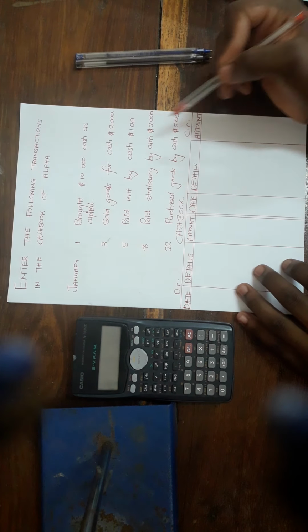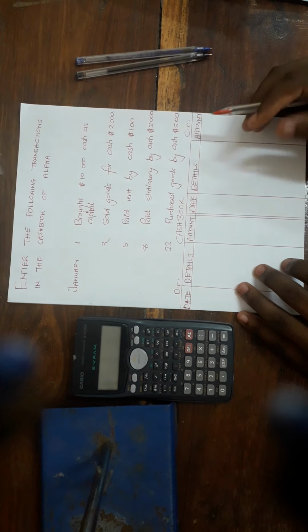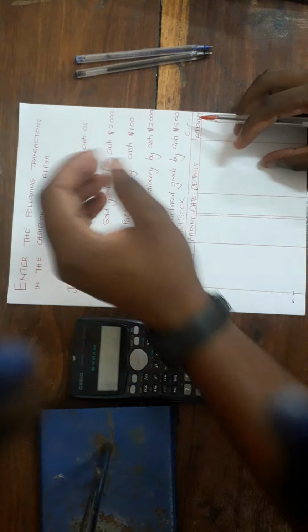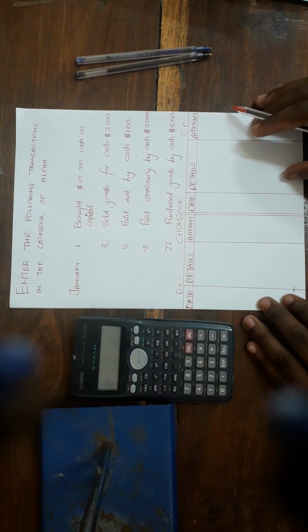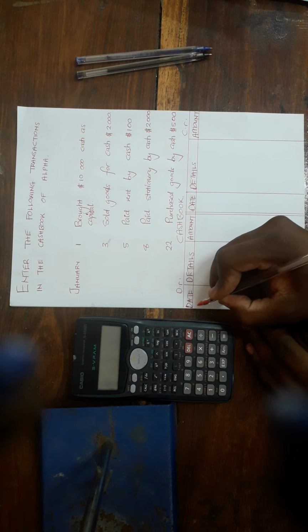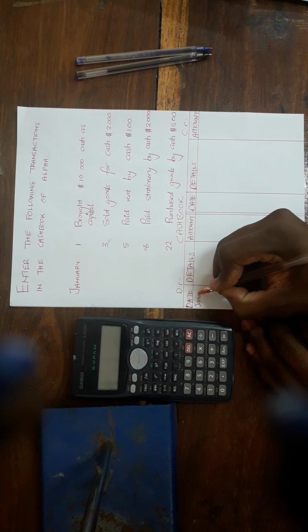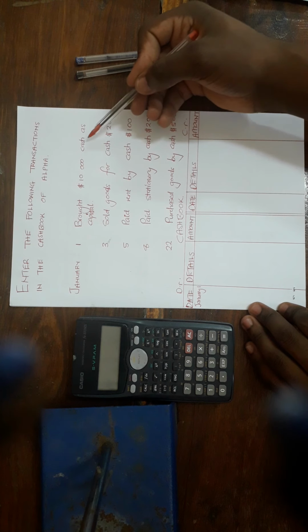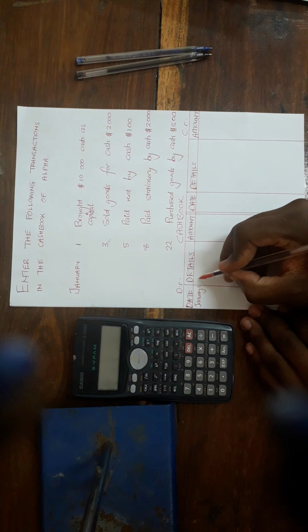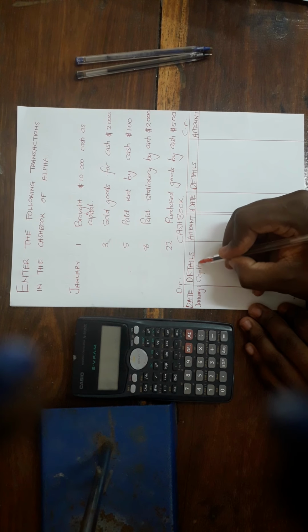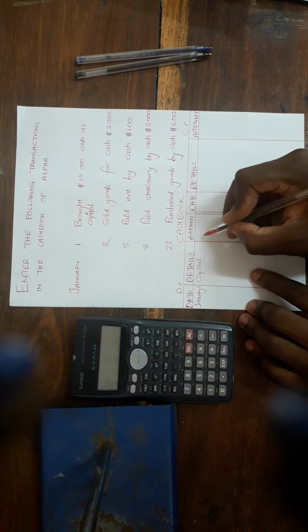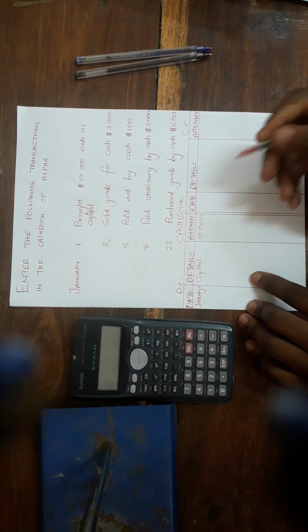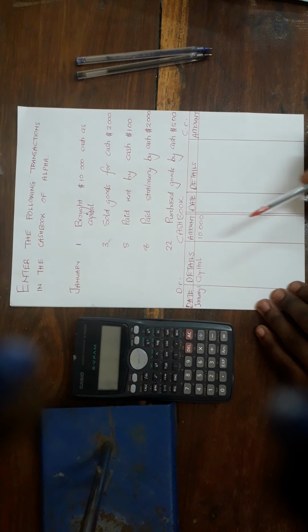Let's start with the first one. Brought 10,000 cash as capital. The owner is bringing cash into the business, so this is money received. We have to record it on which side? The debit side. Our date is January 1, so we write January 1. This is cash being received as capital, so under details, we write capital. And how much was it? 10,000. We write our 10,000. We move on to the next transaction.